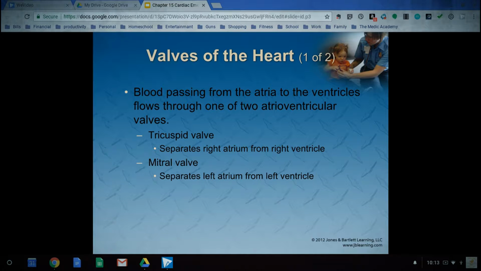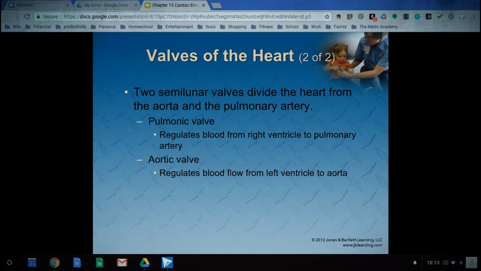So as blood passes through the heart, it has to go through these valves. Now think of these valves as a gate, a one-way gate that keeps blood from backflowing or regurgitating from which it came. So blood passing from the atria to the ventricles has to flow through two atrioventricular valves. These valves are termed the tricuspid valve and the mitral valve. Now the tricuspid valve separates the right atrium from the right ventricle, and the mitral valve separates the left atrium from the left ventricle. There are also two semilunar valves, which divide the heart from the aorta and the pulmonary artery.